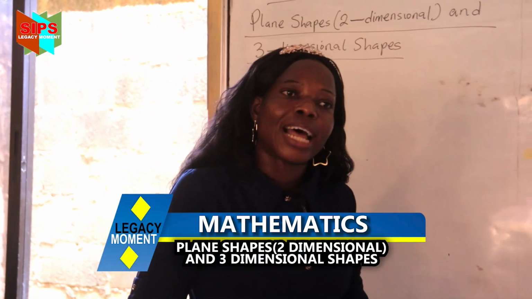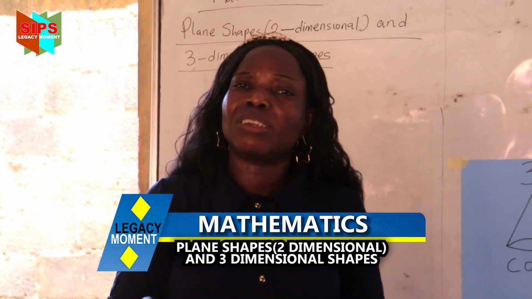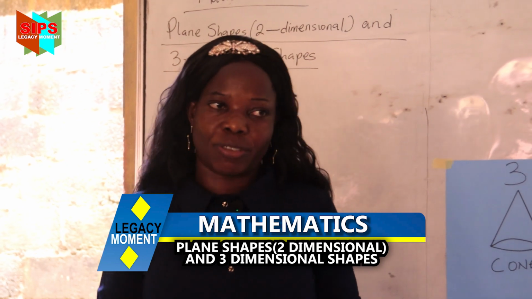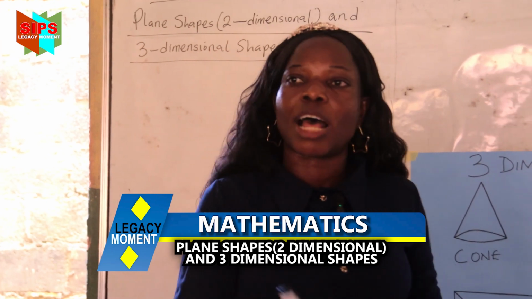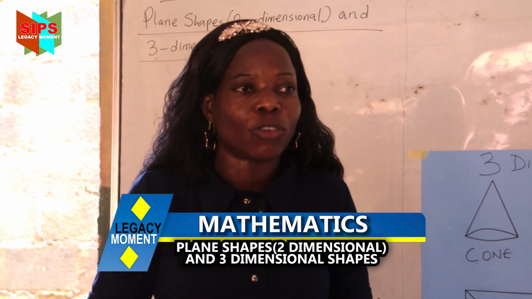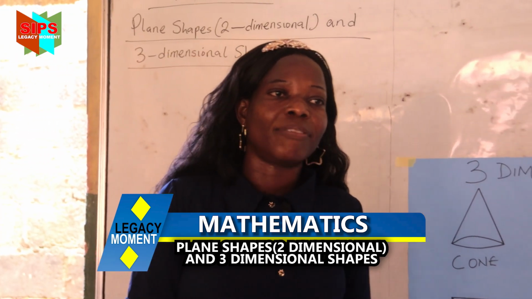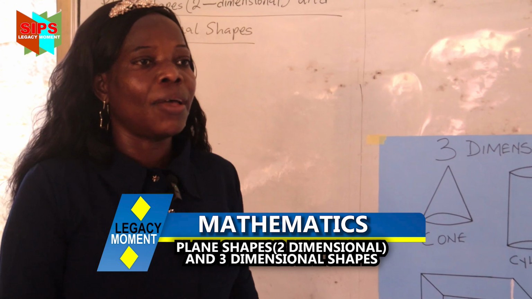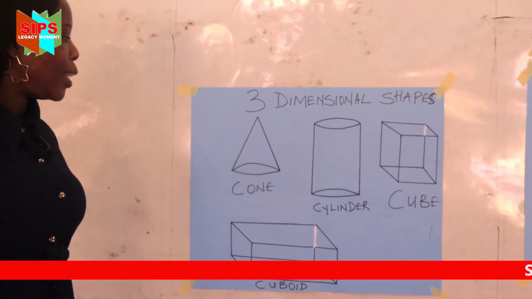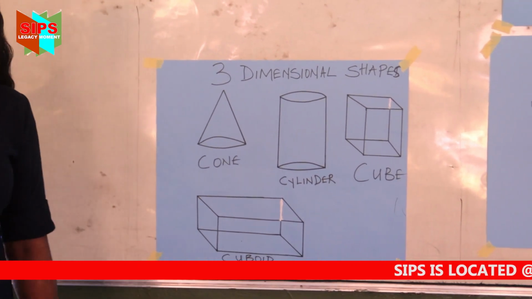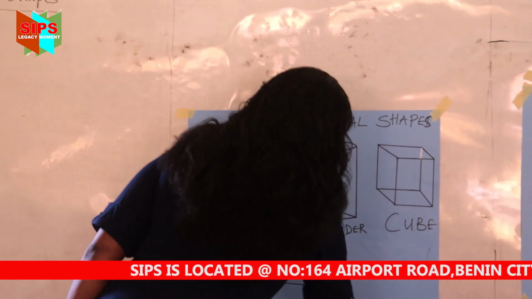So our next subtopic will be three-dimensional shapes. What are three-dimensional shapes? Three-dimensional shapes are those shapes that normally have more than one face. I take that again. Three-dimensional shapes are those shapes that usually have more than one face. Examples of three-dimensional shapes: we have a cylinder, a cuboid, a cube, and a cone.